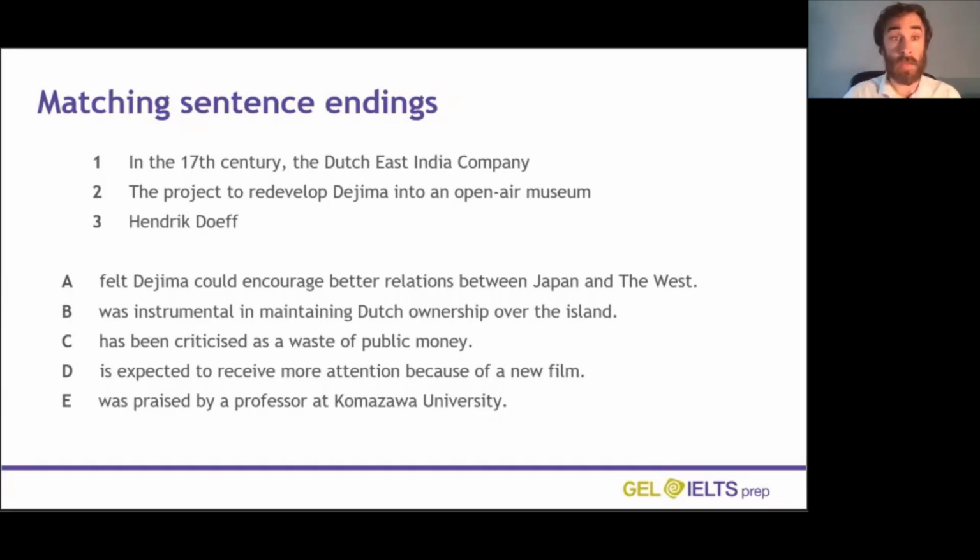These endings start with felt, was, has been criticised, is expected, and was praised. These are all verbs. This means that we know that the sentence beginnings, 1, 2, and 3, must be nouns or noun phrases. So let's think about what type of nouns and noun phrases they are. They could be people or organisations. This is going to help us identify possible correct answers.